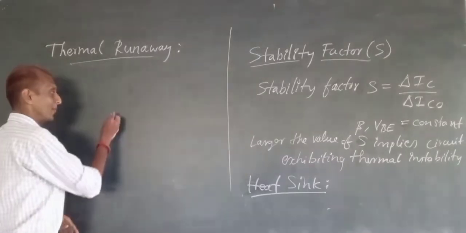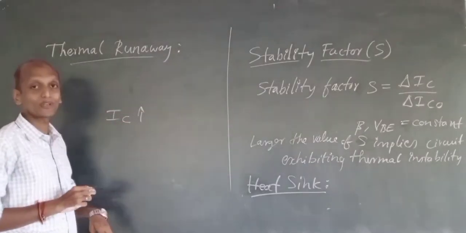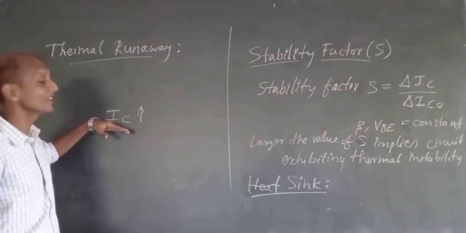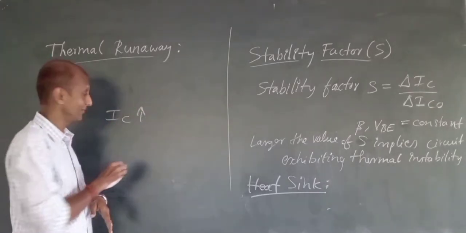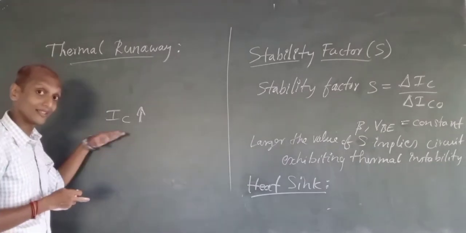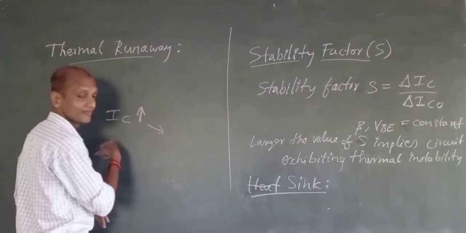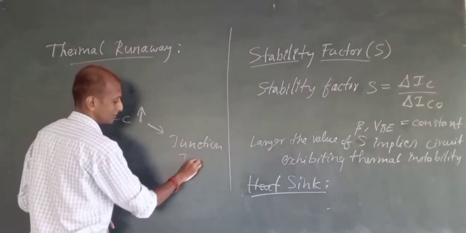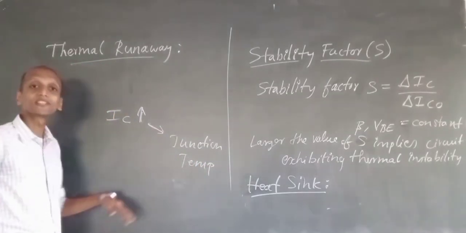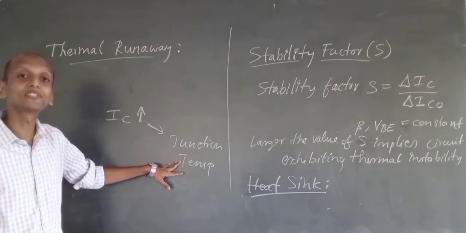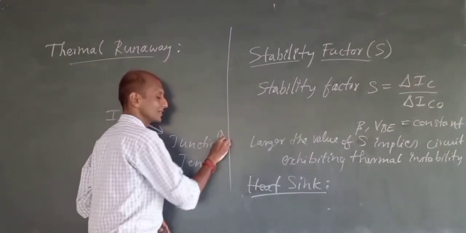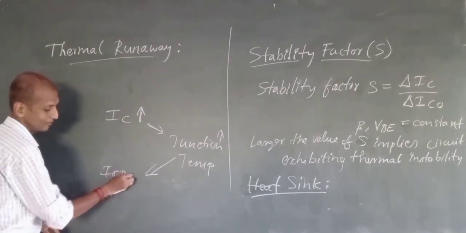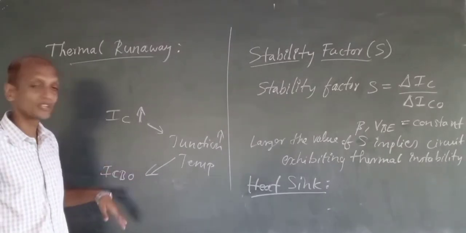In your transistor, if your collector current IC increases, what happens? The current through the transistor is called the collector current. If the collector current increases, this will increase the junction temperature. When this junction temperature increases, it will increase the leakage current ICBO for this particular configuration of the transistor.